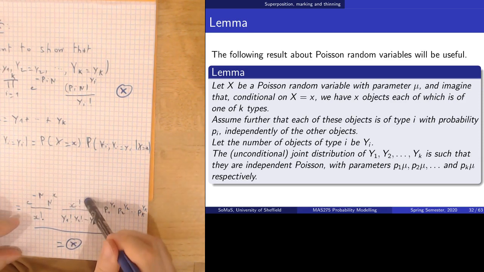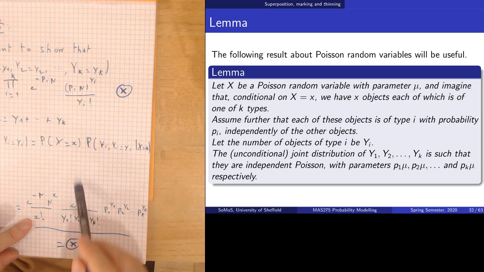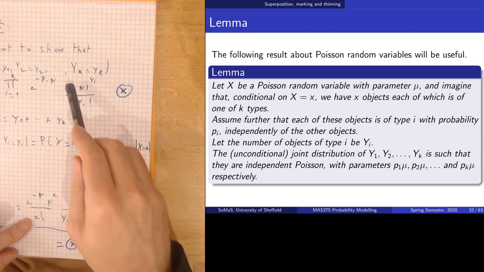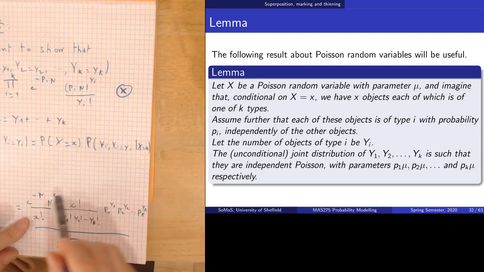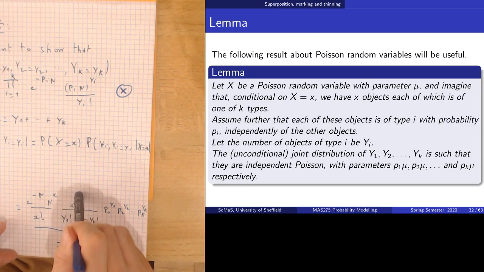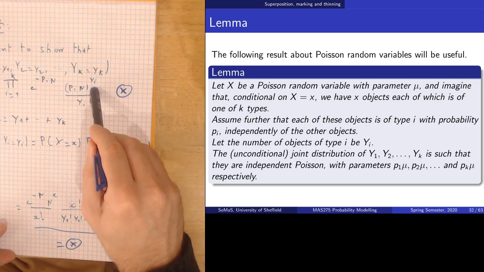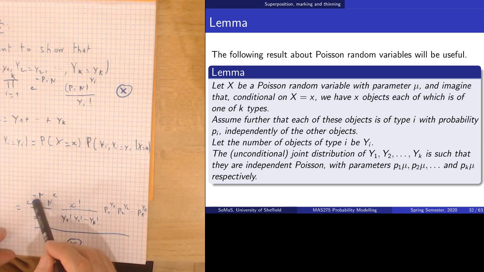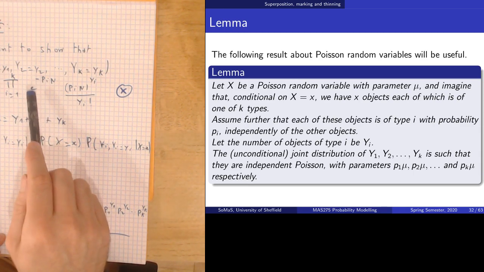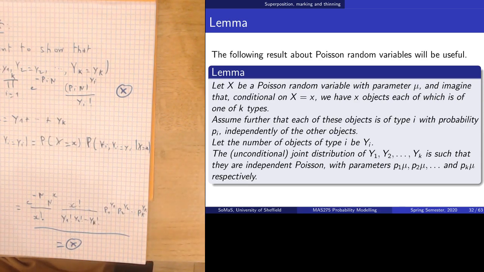Because as you can see, the factorial of x goes away, and then in the bottom we have each factorial of y's. We have the pi's to the power y's. Then mu to the x, you can split it into mu to the y1 plus y2 plus dot dot dot. So you're going to get each mu to the yi. And then here again you have e to the minus mu. So you use that 1 is equal to the sum of pi. So you're going to get e to the minus pi mu for each i. And then you just combine things.